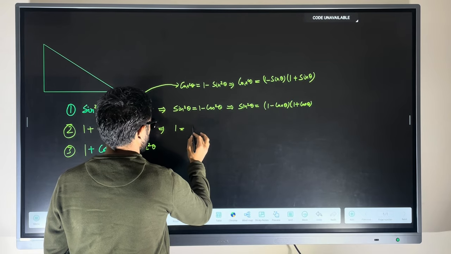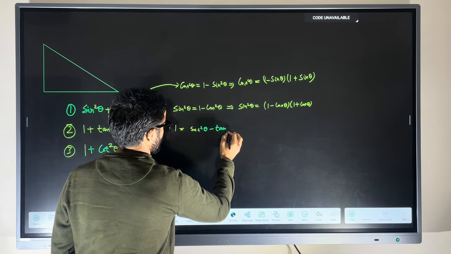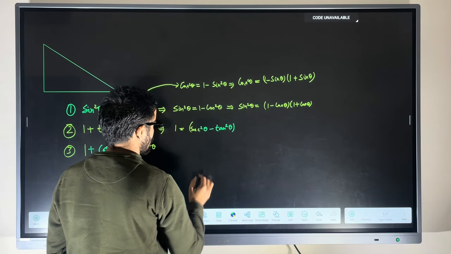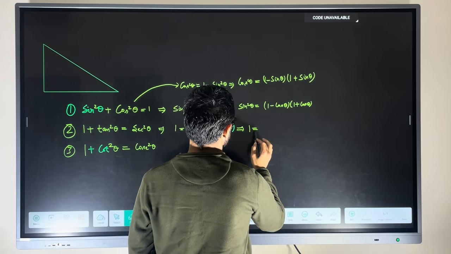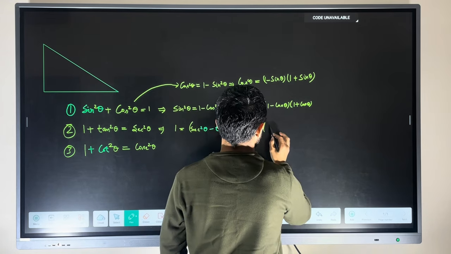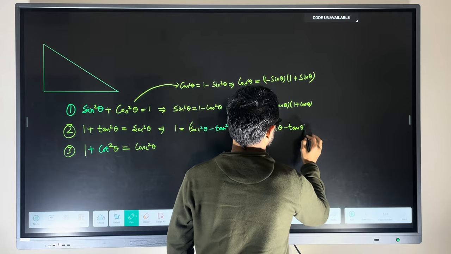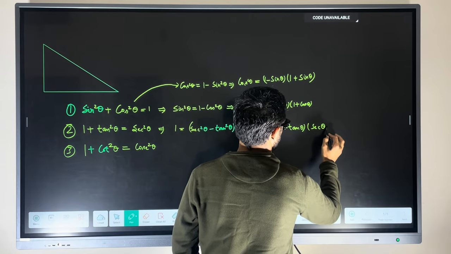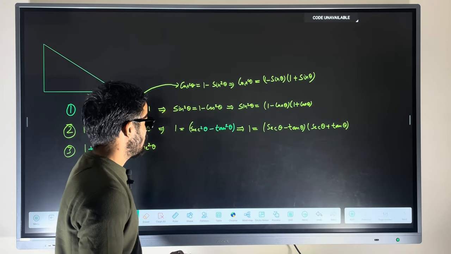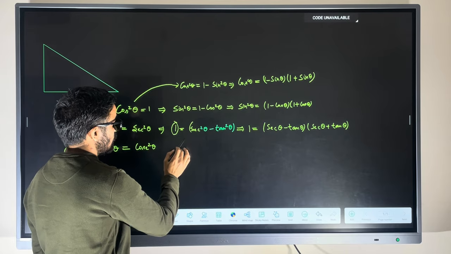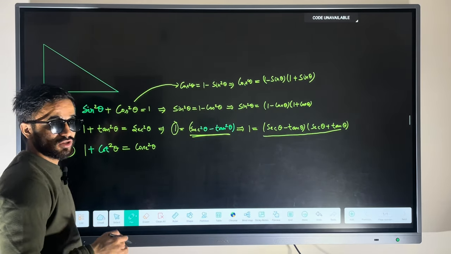From here I can also write 1 is equal to sec square theta minus tan square theta. Now I can change it. 1 is equal to a square minus b square, that is (sec theta minus tan theta) into (sec theta plus tan theta). So in the questions, if you have 1, you can put this and this. It's up to the demand of the question.